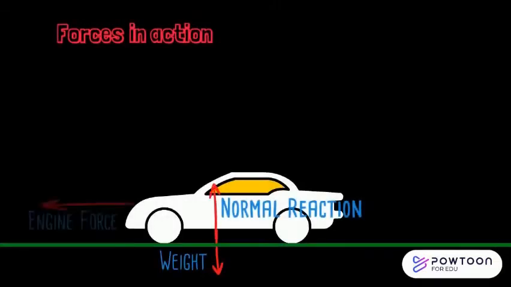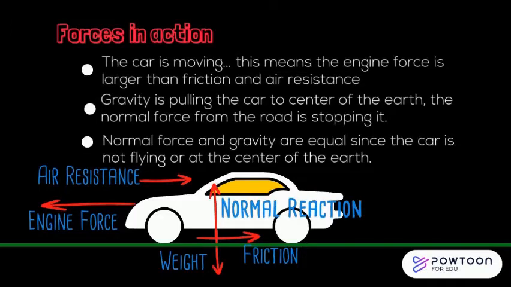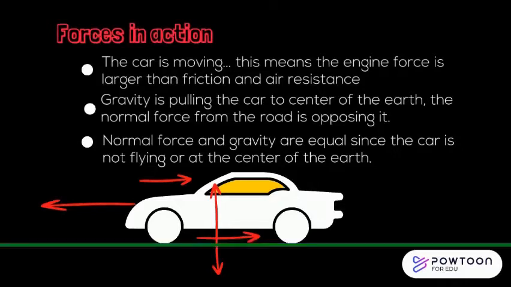So, now let's look at the forces in action. Here is a car. It has weight, friction, engine, normal reaction, and air resistance force acting on it. So, the car is moving. This means that the engine force is larger than friction and the air resistance force, which is allowing the car to move. Gravity is pulling the car to the center of the earth, but the normal force is opposing it. The normal force and gravity are equal since the car is on the road and not anywhere else.